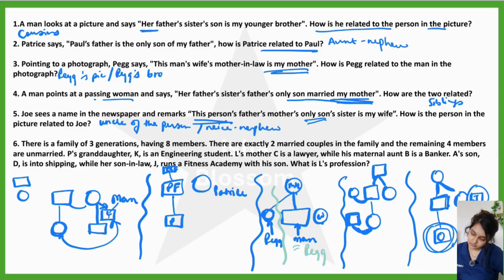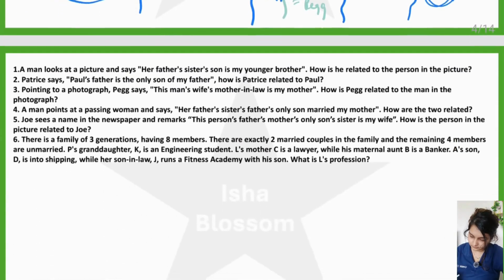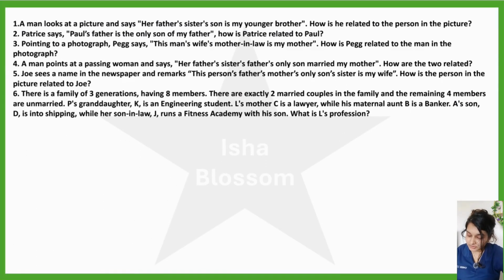Okay, next question. There is a family of 3 generations having 8 members. 1, 2, 3. There are exactly 2 married couples in the family, and the remaining 4 members are unmarried. Okay. P's granddaughter K is an engineering student. So P is in the first generation. Her granddaughter is K. K is a girl, engineering student.